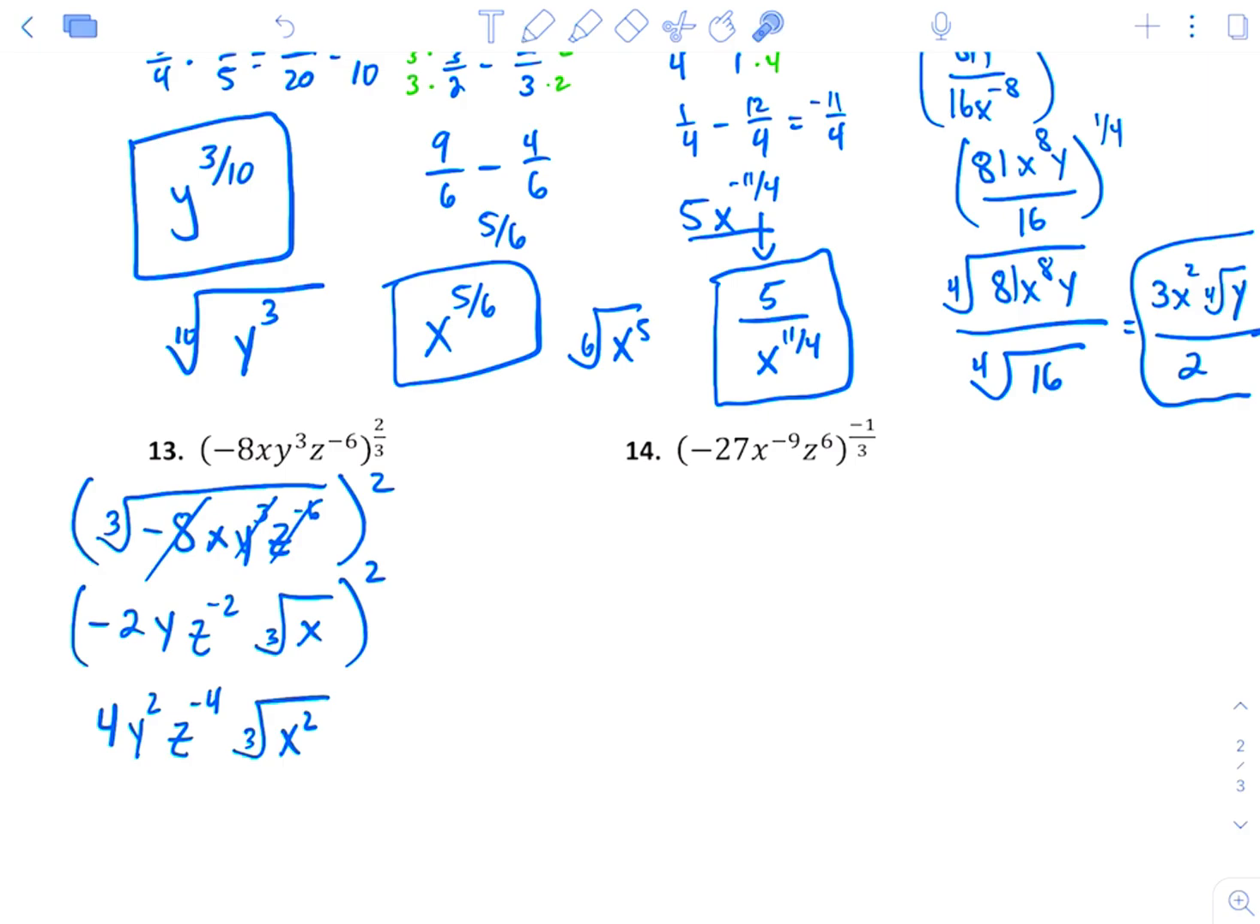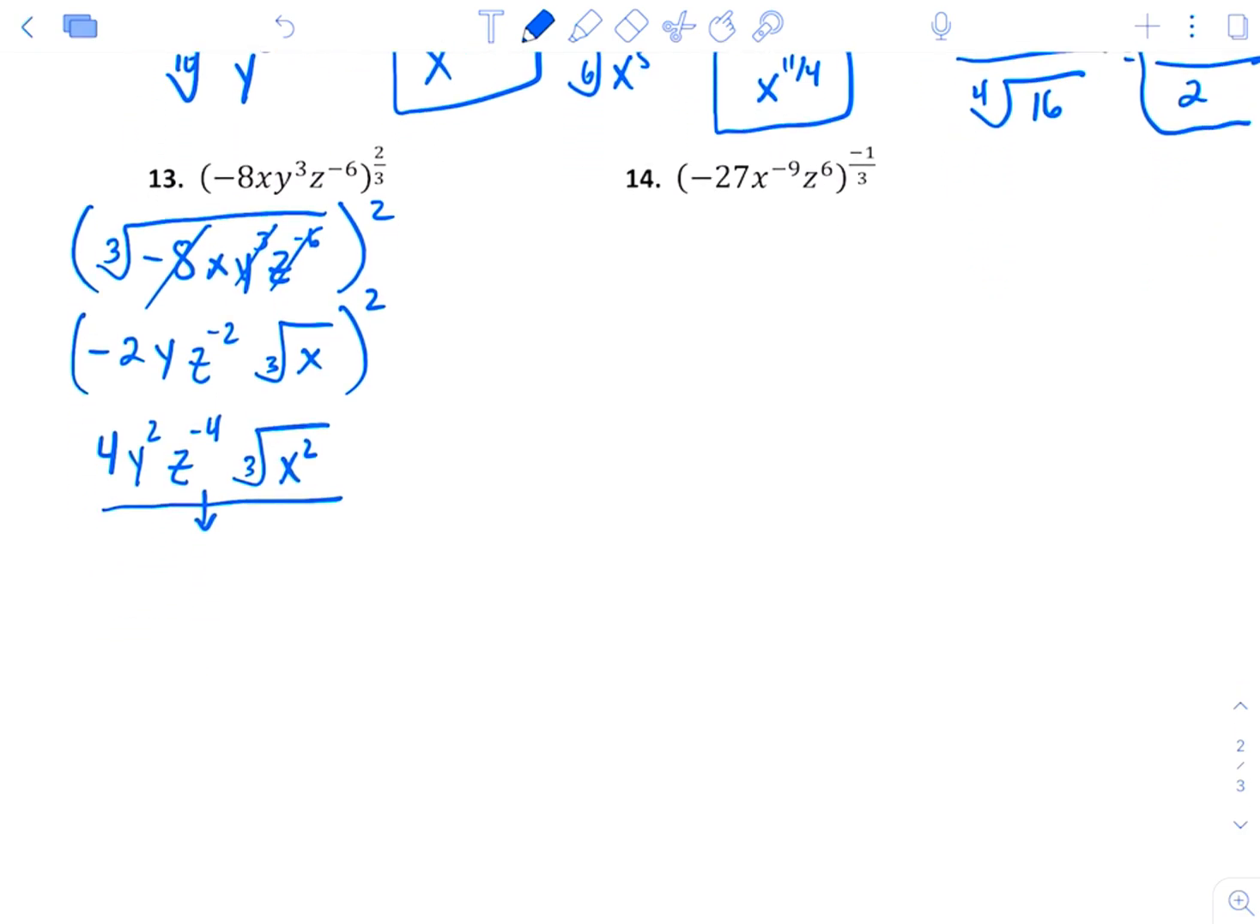Okay. And then my last step is going to be to deal with that negative exponent. So again, thinking of this as a fraction and moving just that z term down to the denominator. So this will be 4y squared cubed root of x squared all over z to the 4th.